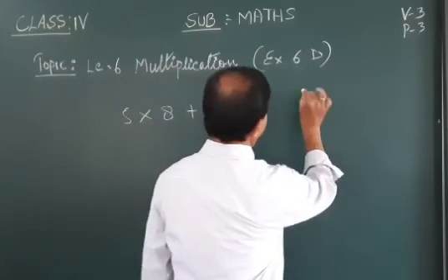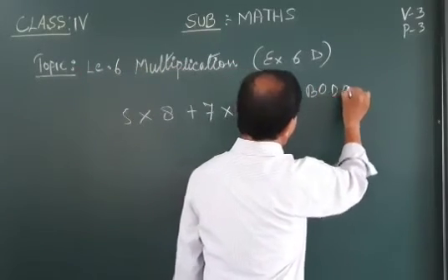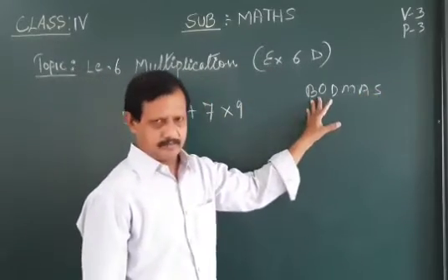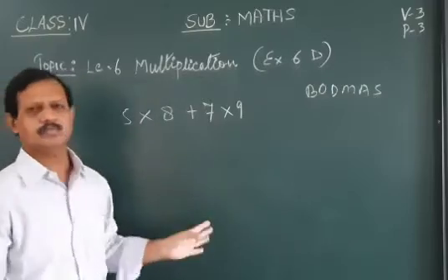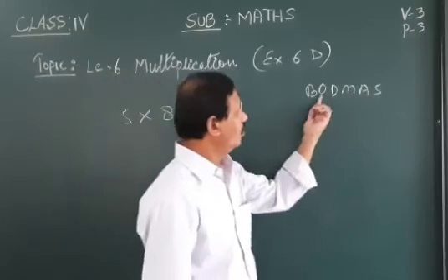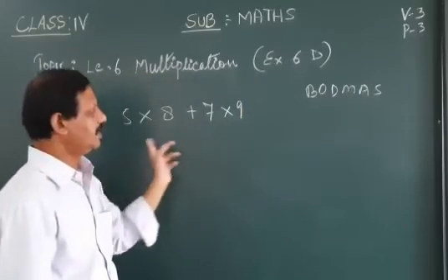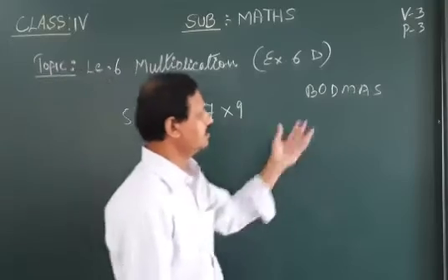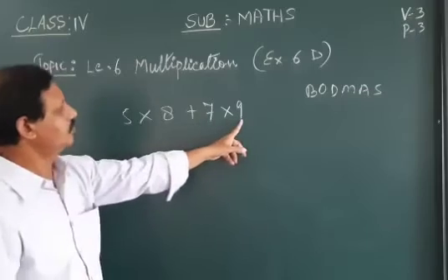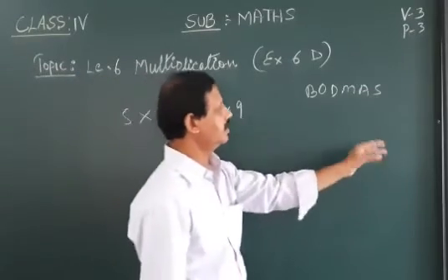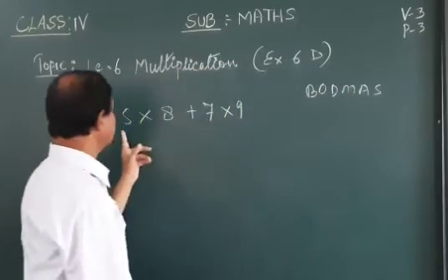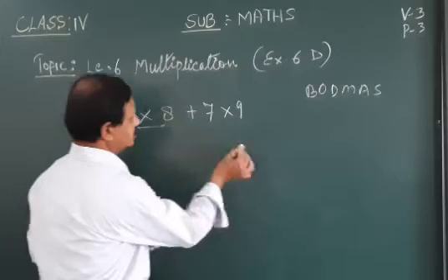Again you just write BODMAS here. B for bracket. Is there any bracket? No bracket is there, so don't worry about it. O for of. Is there any of? No. Next, go for division. Is there any division? No division is there. Next step is multiplication. Multiplication is there? Yes. There are two multiplications.